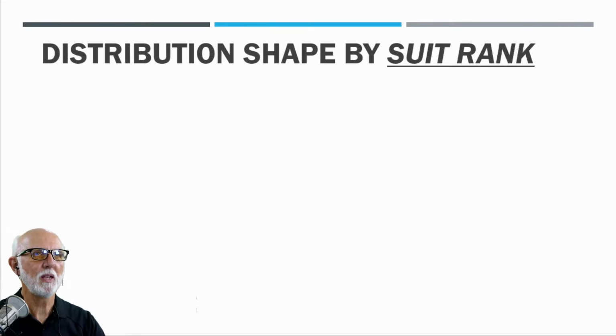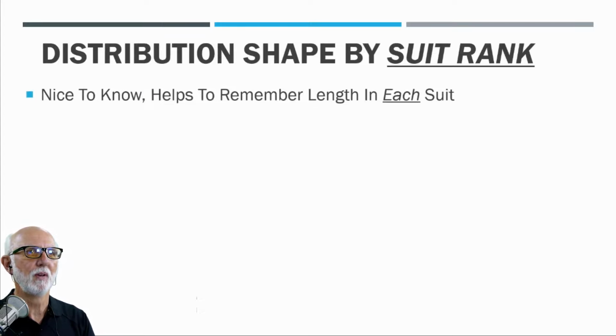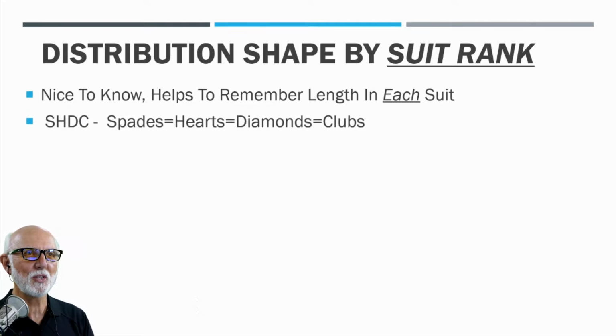Okay, so let's take a look at distribution, this time by suit rank. So rather than just a 4-4-3-2 or 5-3-3-2 from longest length to shortest length, this time we're going to take a look by a specific suit. So sometimes it's nice to know about the suit length in each suit. Not that you're going to remember all of them, but if you can remember trump or maybe trump and one other that looks like it's a project suit, good to know.